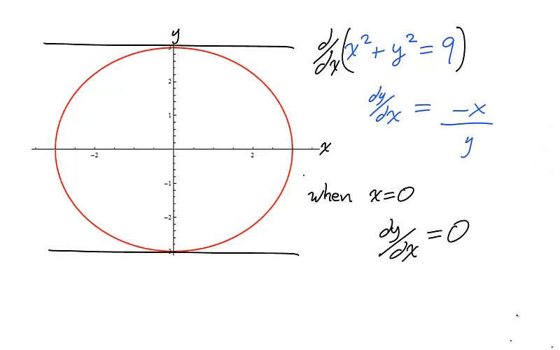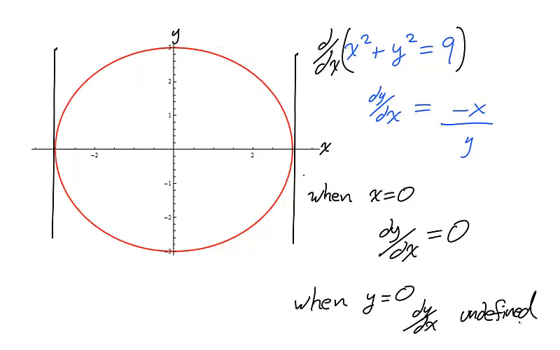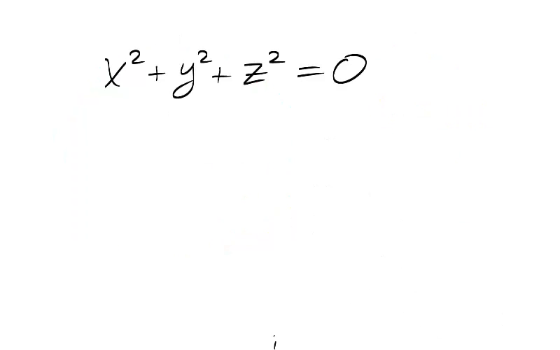When x equals 0, the tangent line has a 0 slope, meaning it is a horizontal line. We can see that at the top and the bottom of our circle. When y equals 0, the tangent line has an undefined slope. Here it is vertical. You can see that on the left and on the right of the circle.